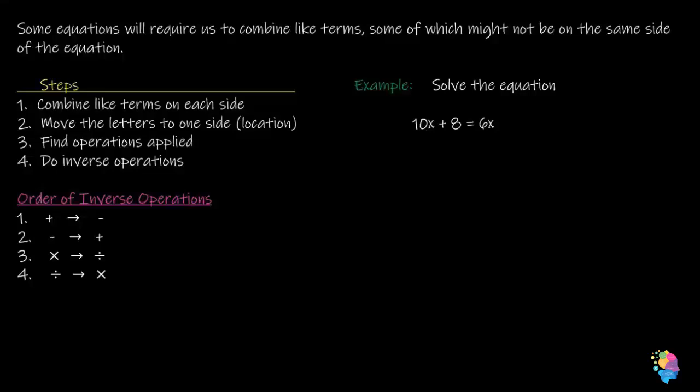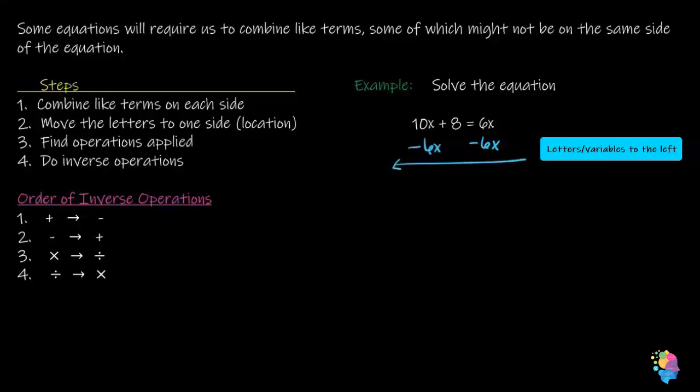So moving to the left means that if I have any variables, any letters on the right side, I'm going to have to move them to combine them with the ones on the left side. And the way that we do it is the following. On the right side, I have a positive 6x. So the inverse operation will be to subtract 6x from both sides. From left to right, 10x minus 6x will give me 4x. Bring down the 8. Don't lose the equal sign. And on the right side, 6x minus 6x becomes a 0.